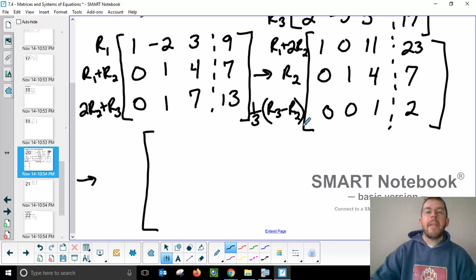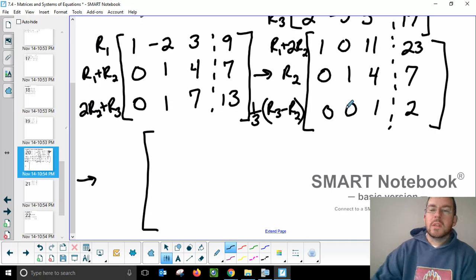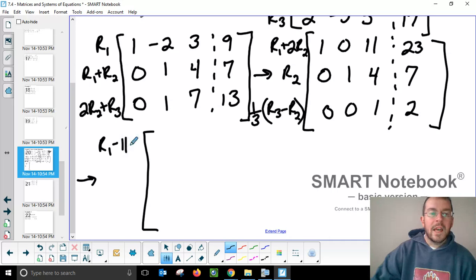All right, so I can really only combine rows 1 and 2 with row 3 because that way these two zeros here won't mess up these two columns. All right, so I want this to be a 0. So I'm going to say row 1 minus 11 times row 3.